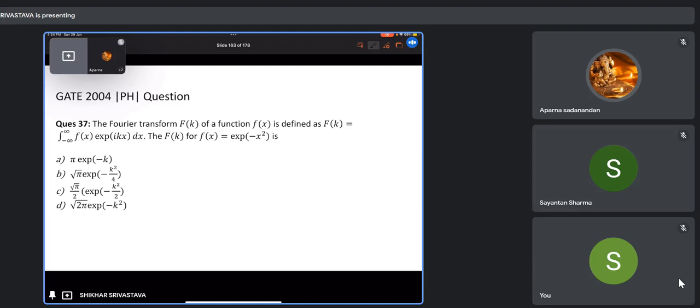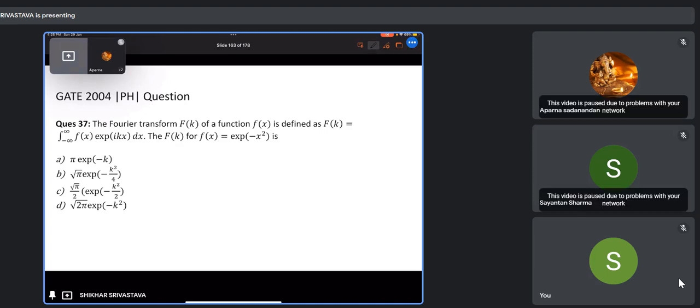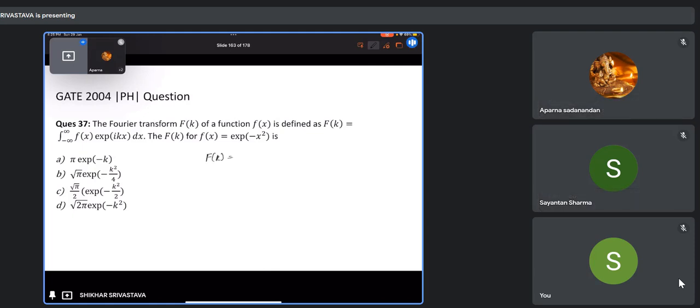Okay, next question, there was another question asked long back in 2004. They have given the Fourier transform of a function f(x) is defined as f of k is nothing but the integral from minus infinity to infinity of f of x times exponential. So they have defined the Fourier transform this way. Then what is the Fourier transform of the function exponential minus x square? So you just put this into this equation, exponential minus x square plus ikx dx, because the product of the exponentials we can write in this form.